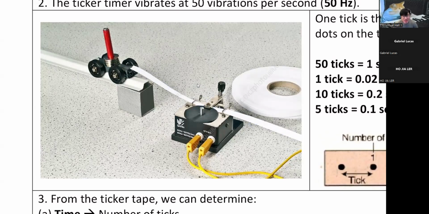Okay, Jiale, are you with me? No, it's not zero. This is going down. Okay, yes, hi. Okay, when you see very far dots on the paper, what does it tell you about the speed? You don't know. You guys don't know.